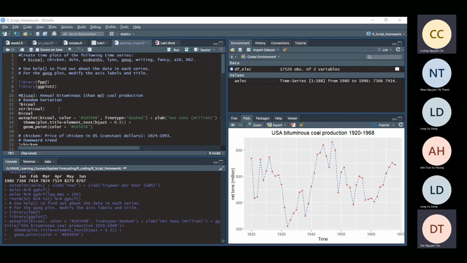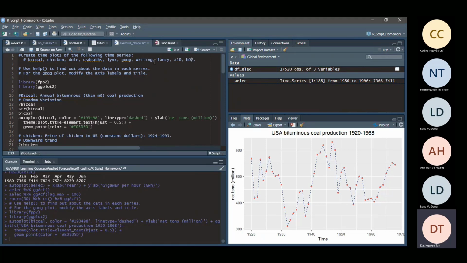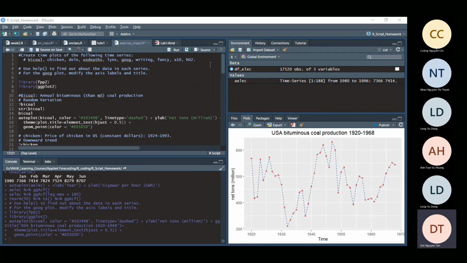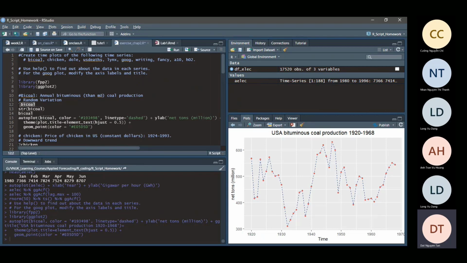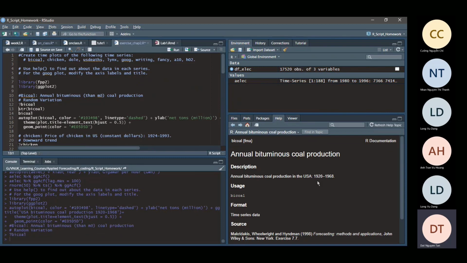Dạ rồi. Vì số lượng data khá nhiều nên em chỉ làm vài cái đầu, ví dụ như cái writing và fancy, còn mấy cái đằng sau thì em chưa vẽ đồ thị, em chắc sẽ đi qua những cái chính trước. Dữ liệu đầu tiên là dữ liệu về bituminous coal, than mỡ. Đây là dữ liệu ở USA từ những năm 1920 đến năm 1968, về việc khai thác than mỡ.